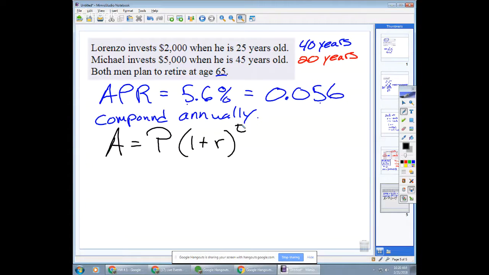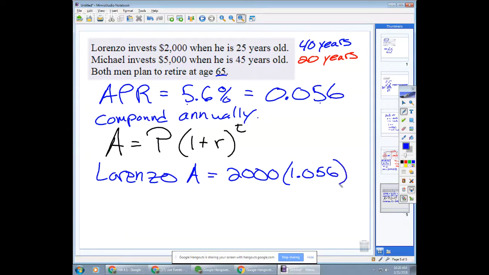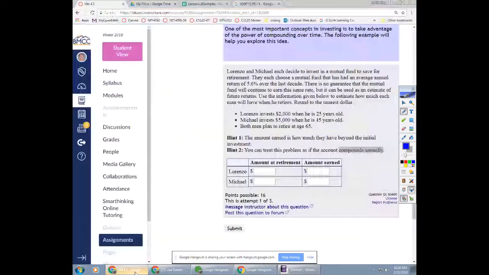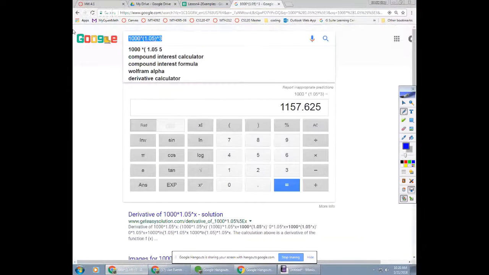So for Lorenzo, his new amount is going to be 2,000 times 1.056 raised to the power, he's the one going for 40 years. So we need to whip that into a calculator. So if everybody could help me check this number, see if we agree.